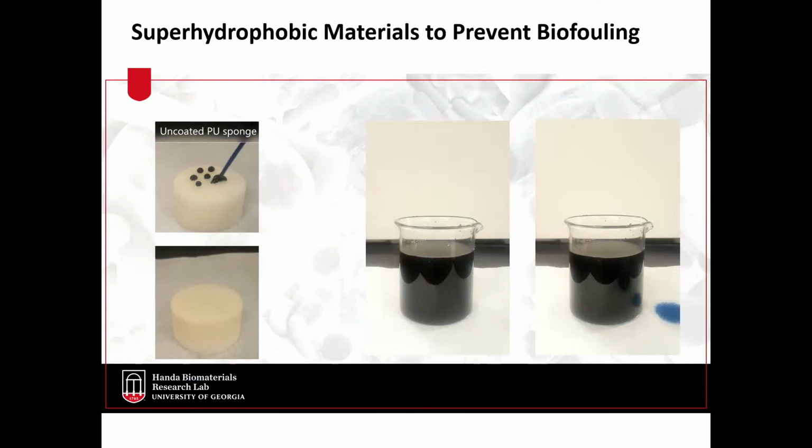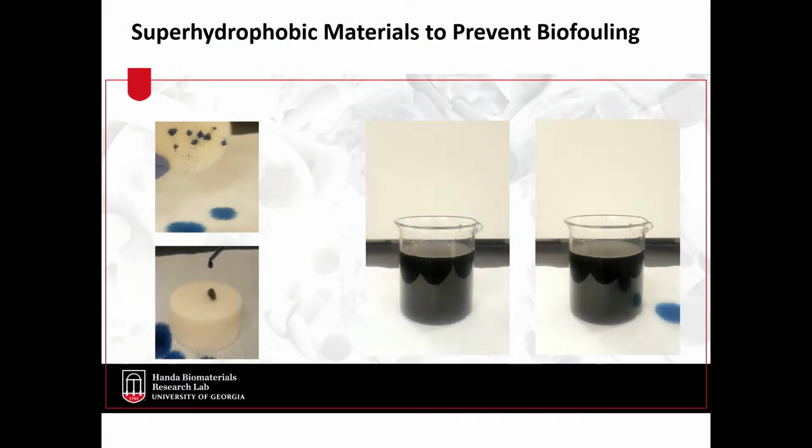And here is another example. Imagine we did this study with some dye or something, but we can work with blood or whatever. This is a control, a sponge. Okay, so the idea is how can we make the material so hydrophobic that it's repelling everything.